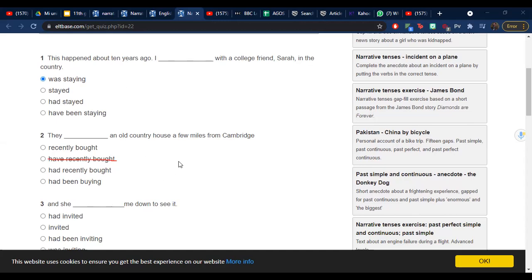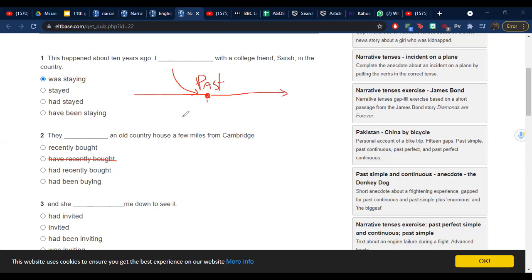Which one would you go for? Okay, imagine this person is telling the story. This story happened here in time. This is the past. So it's telling the story that they stayed in a house. Now it says here an old country house in Cambridge. This is a timeline, right? This is the event, the main event.